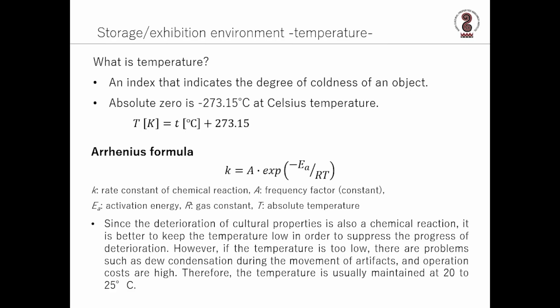However, if the temperature is too low, then for example, condensation will form when we take artifacts out of storage, and the operating cost of the air conditioning will also be high. So it is not the case that the lower the temperature, the better. For these reasons, in Japan we set the temperature to between 20 to 25 degrees Celsius.